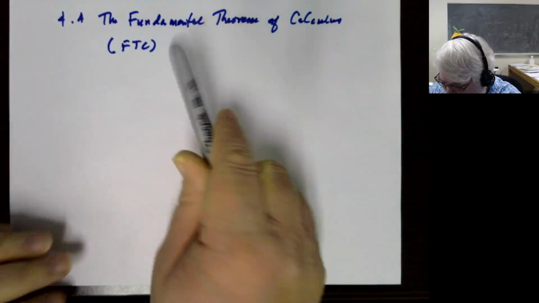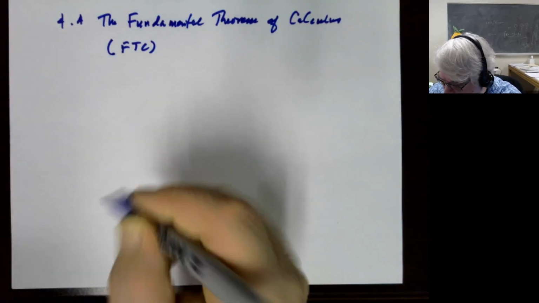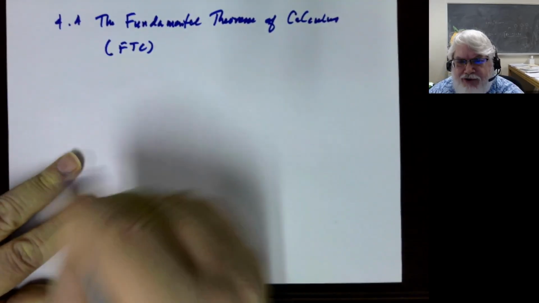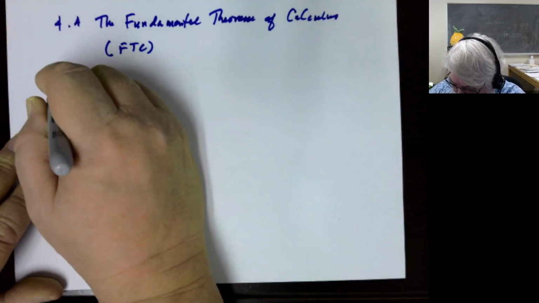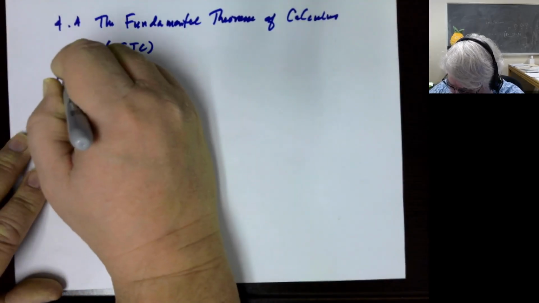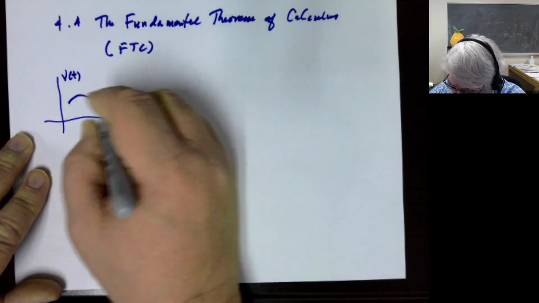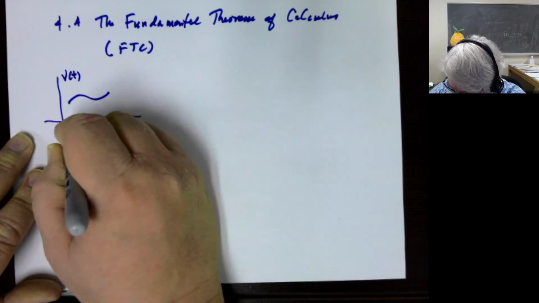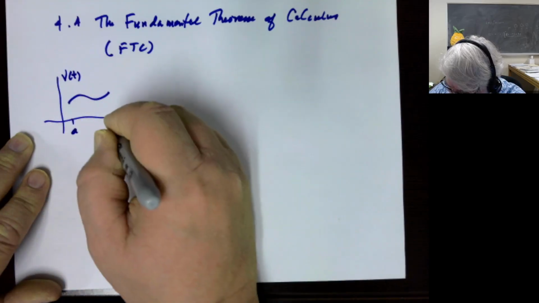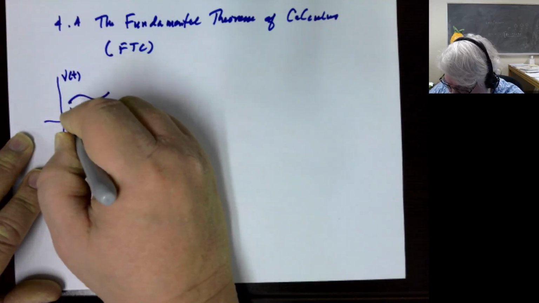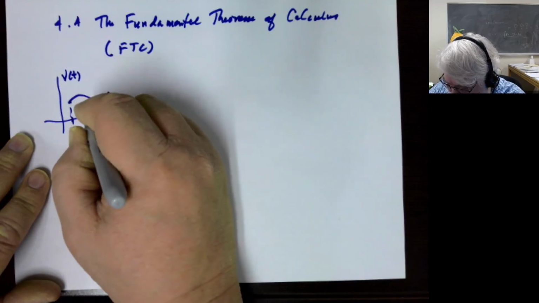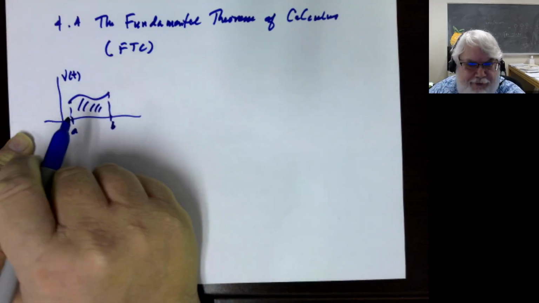Okay, so the fundamental theorem of calculus, what is it talking about? Well, just as motivation or background, remember we were talking about velocity functions, and we said, if you have a velocity function from time A to time B, then you could find the distance you've traveled by finding the area under this velocity curve.